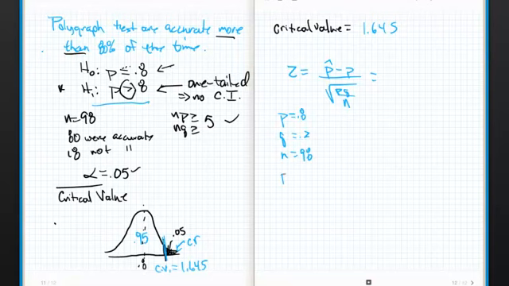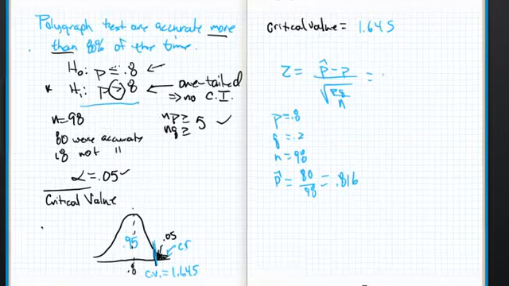And p hat is going to be what? Well, it said that 80 out of the 98 were accurate. I know that's a little bit confusing because of this 0.8, but we're not afraid, right? 80 out of 98 is equal to 0.816. Now, 0.816 is bigger than 0.8, but I hope you're starting to get the idea here. Is it big enough? Okay, well, let's figure it out.